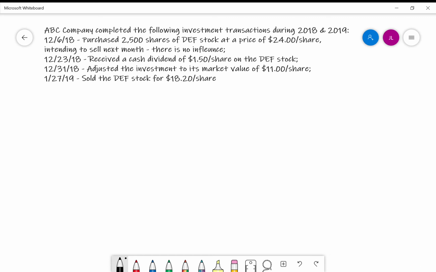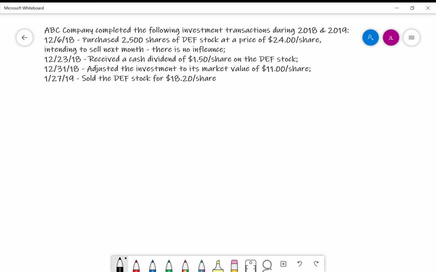On December 6th, they purchased 2,500 shares of DEF Company stock at a price of $24 per share, intending to sell next month. They have no influence. On 12/23 of 18, they received a cash dividend of $1.50 per share on the DEF stock. On 12/31, they adjusted the DEF investment to its market value of $11 per share. And the next month, on January 27th, 2019, they sold the DEF stock for $18.20 a share.